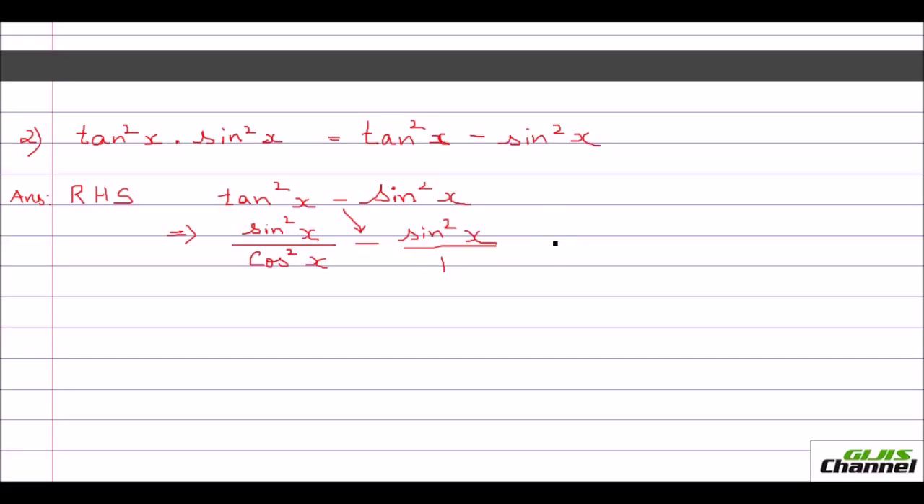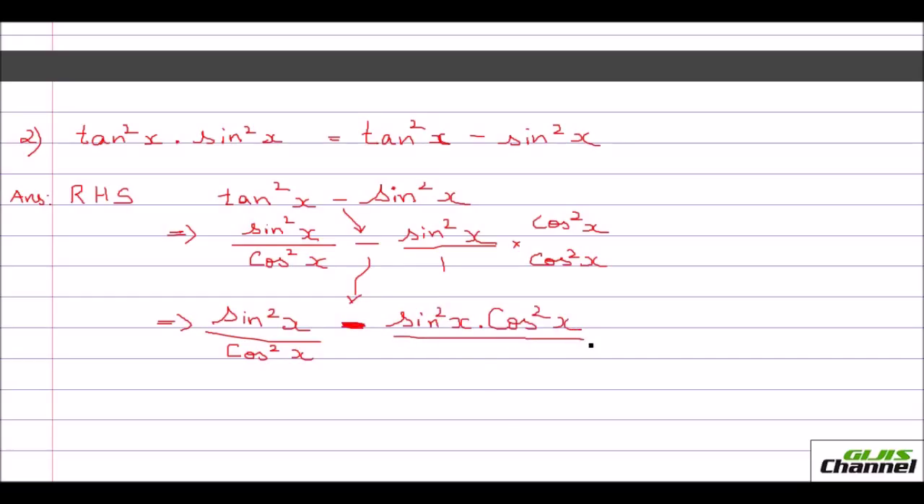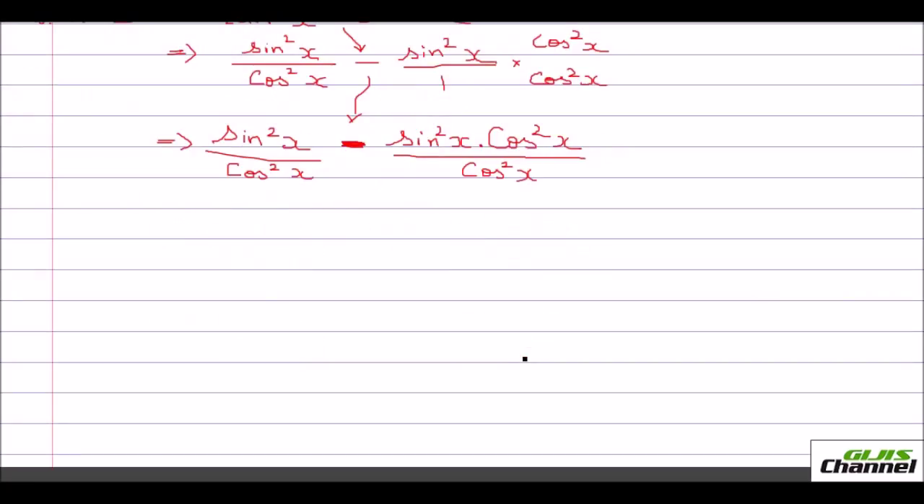Now, how do you solve this? We need to make the denominators the same, right? So for that, I multiply the denominator and the numerator by cos squared x, so that the denominators of both are the same. That will give me sine squared x over cos squared x, minus sine squared x times cos squared x, and the denominator is 1 times cos squared x, which is cos squared x. Now that the denominators are the same, I can make it one denominator, cos squared x, and write the numerators as they are: sine squared x minus sine squared x cos squared x.